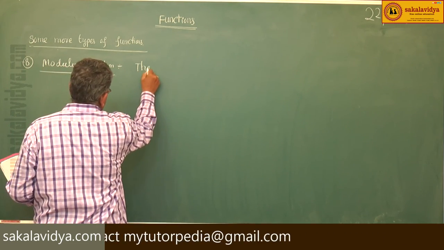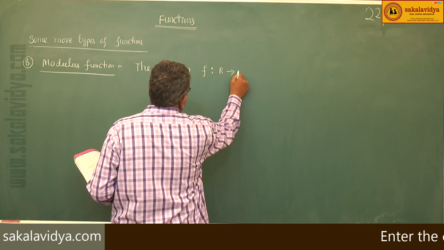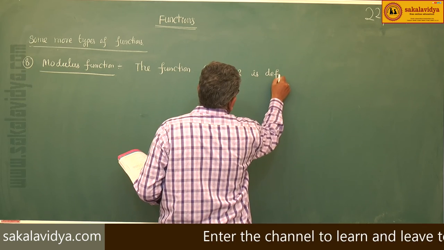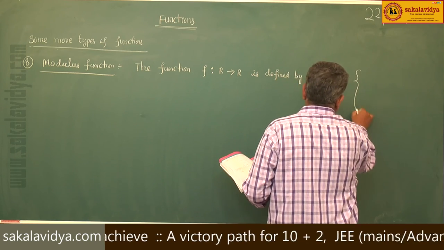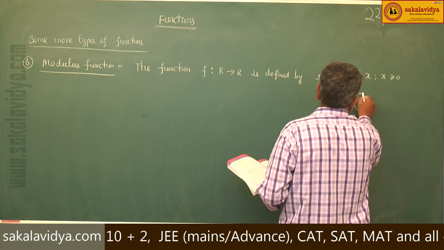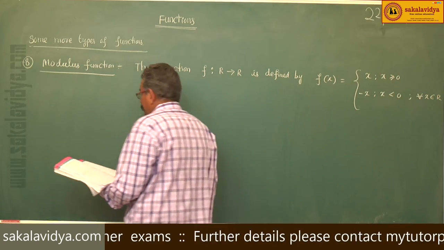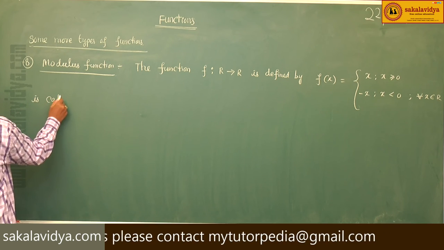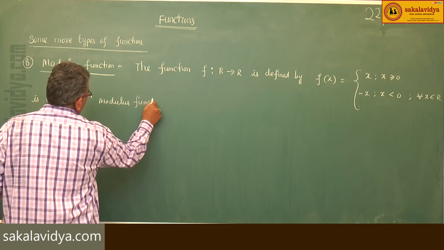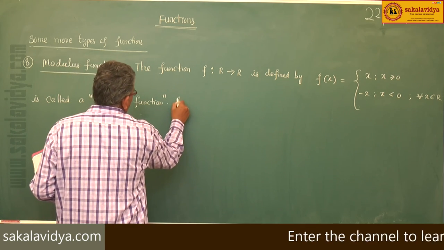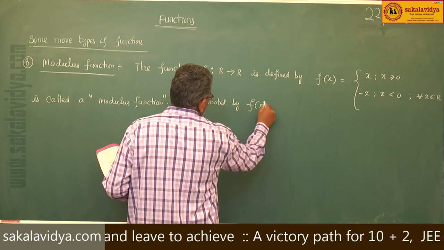The function f maps R to R is defined by f of x is equal to x when x is greater than or equal to 0, and minus x when x is less than 0, for every x belongs to R, is called a modulus function. It is denoted by f of x is equal to mod x.